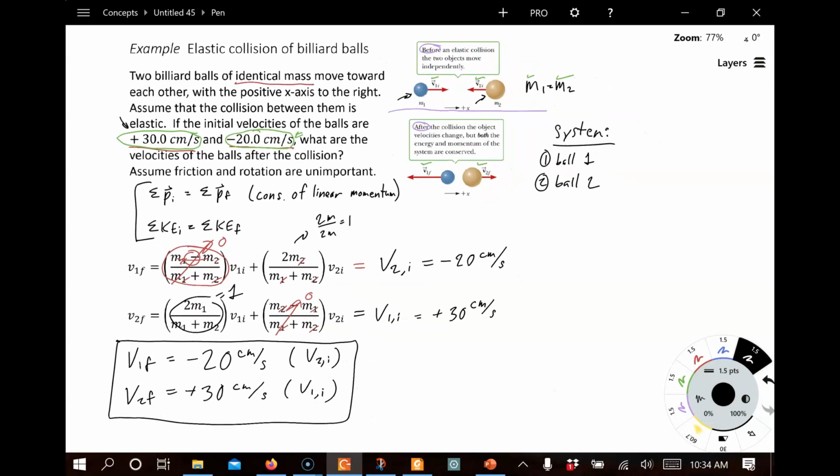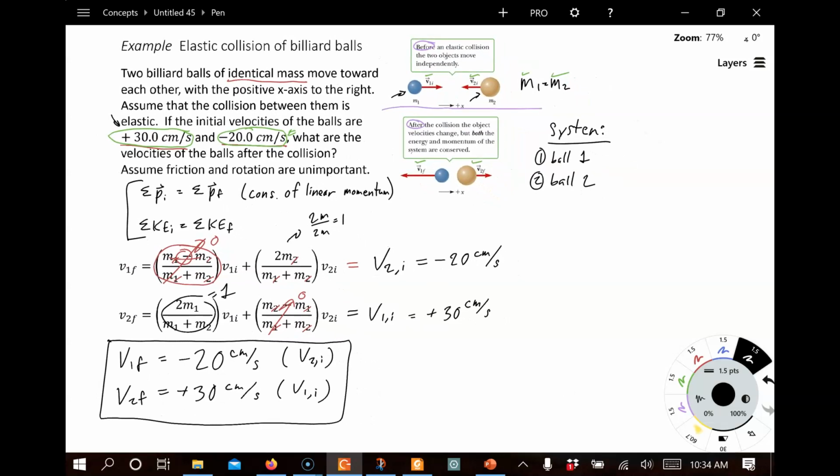You have a similar problem in your homework where the masses actually aren't the same. I believe they're given values, so you would need to plug those values in. Remember to draw a before and an after picture and carefully identify which of the velocities go with which of your objects in your picture.